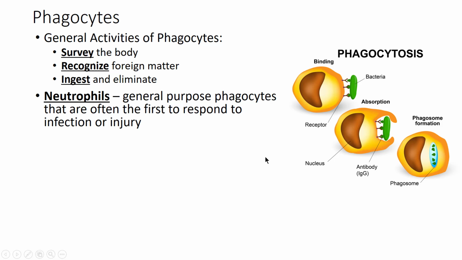Neutrophils are one of the most common types of phagocytes in the body. Very often they're one of the first to respond, and one of their main defenses is against bacteria. It's not that they can't do responses to other microorganisms, but that is where they tend to specialize.